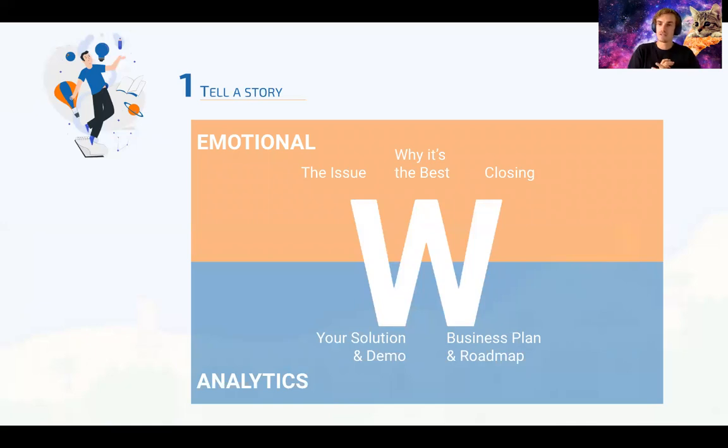Starting off with the issue, you're really getting them to empathize, getting them on board. You're explaining what the problem is that you are trying to solve with your solution, getting people on board so that they recognize the overall issue. Then you jump into a more technical, analytical, logical, rational side of things, which is your solution and your demo. Here is our problem, and here is the solution for this problem.